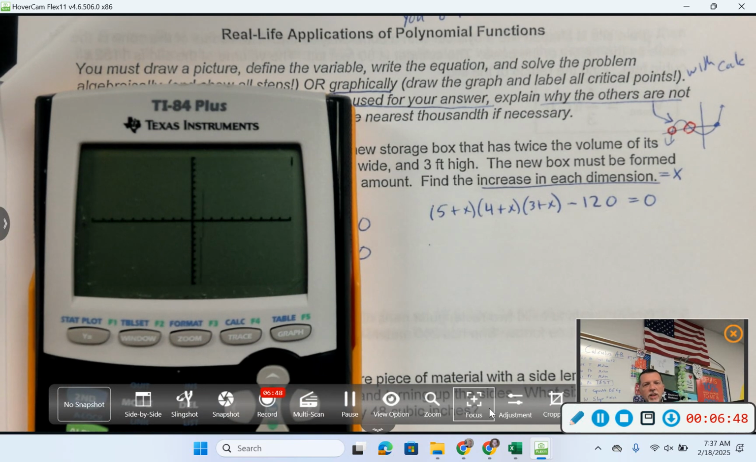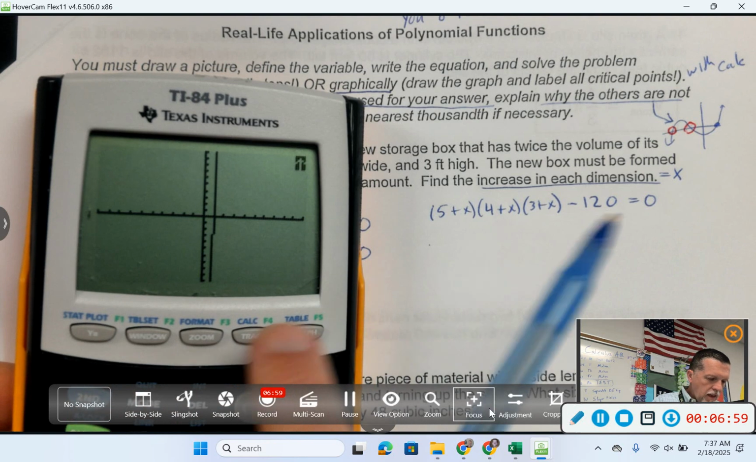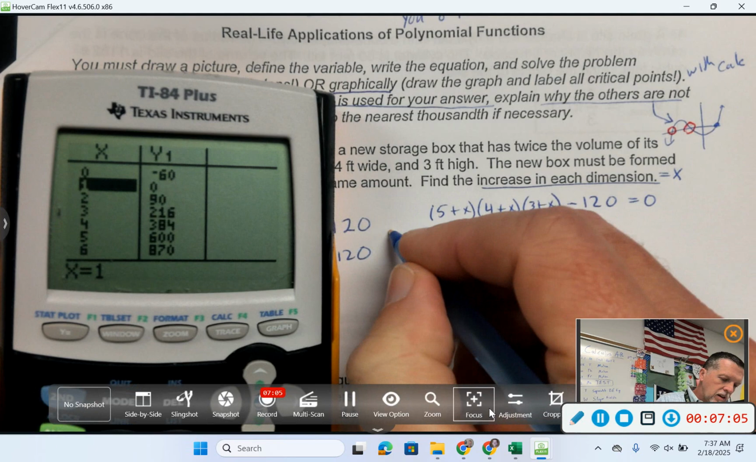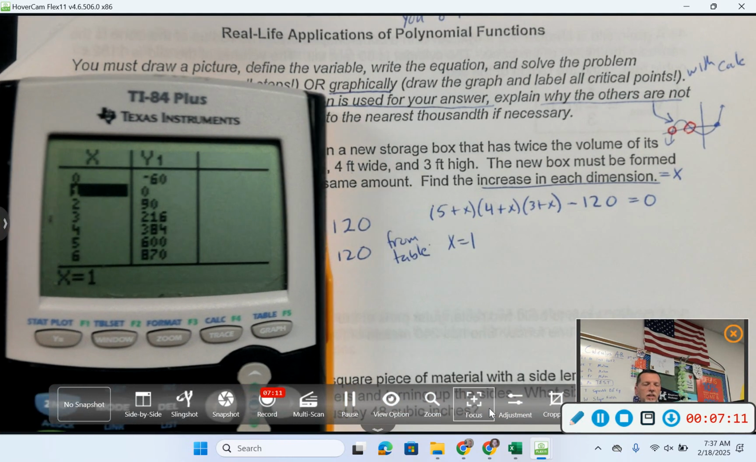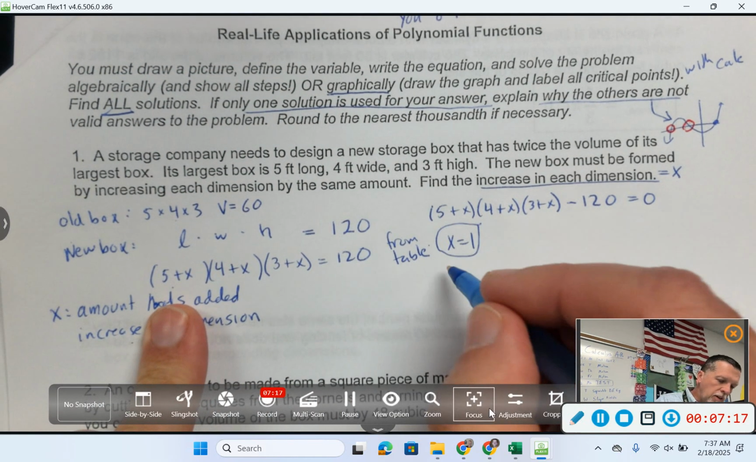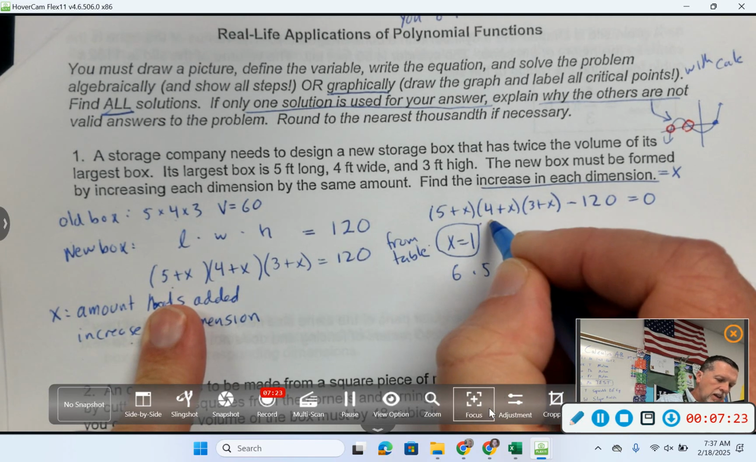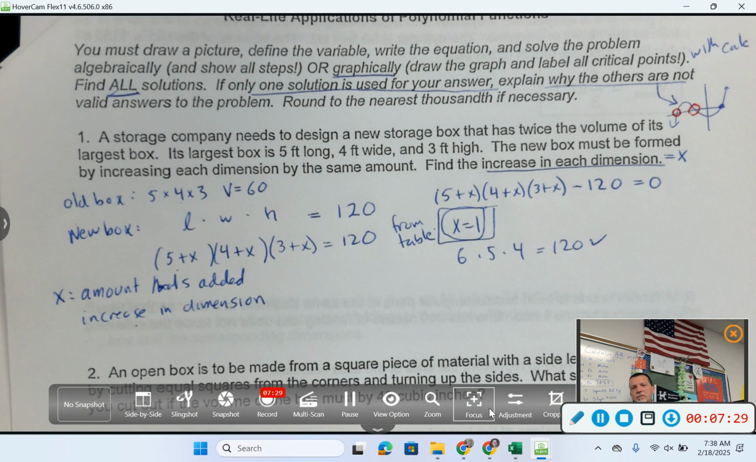We'll just start with Zoom standard and see if that's good enough. Well, it looks like there's one answer, and it's positive. Table first, maybe? Yep, x equals 1. This one had a nice answer. Easy enough to check, because my new volume would be 6 times 5 times 4, and that's 120. So if we increase each dimension by 1 foot, we get a box that's double the original volume.